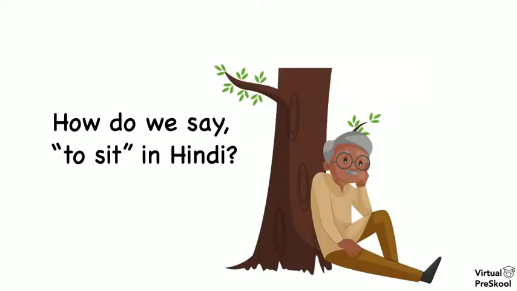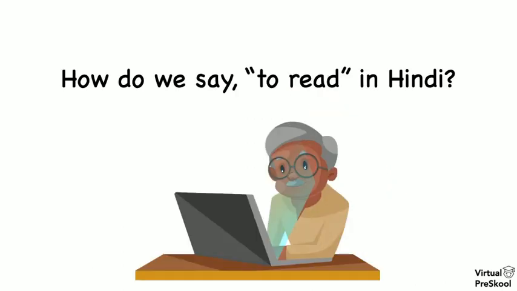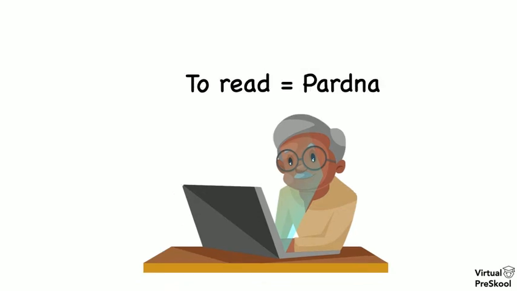How do we say to sit in Hindi? To sit. We say baithna. And this is a tricky H word, so I'm not saying batna, I'm saying baithna. Do you hear the difference where I'm enunciating that H? Baithna is to sit. How do we say to read in Hindi? To read is padhna. Padhna is to read.